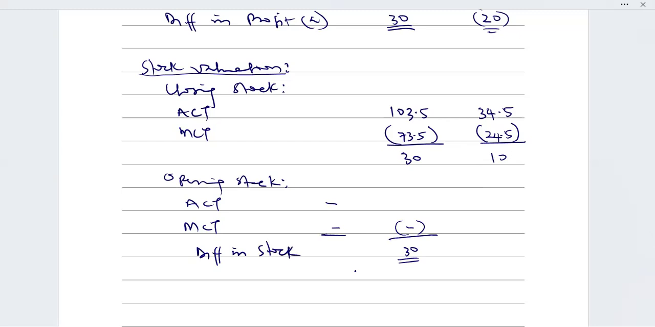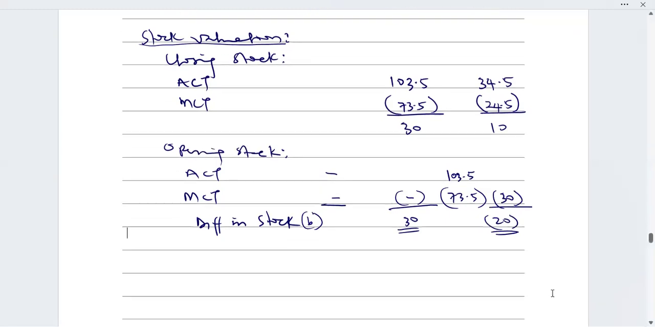The next one. So opening stock in September will be the closing stock in March, which is 103.5. Then here will be 73.5. What's the difference? 30. Okay, 30. So 10 minus 30, that's minus 20. You see? So the difference A must be equal to B.